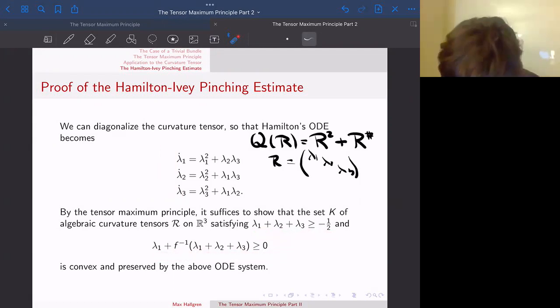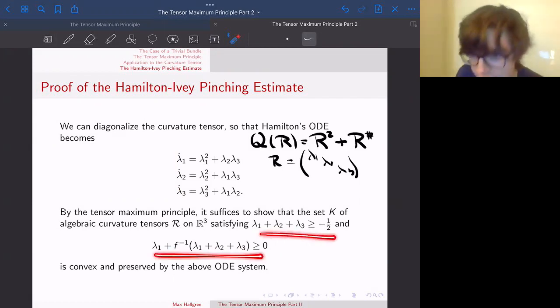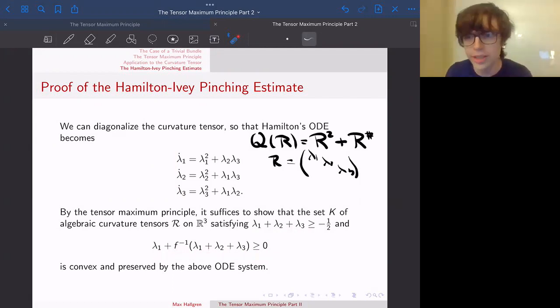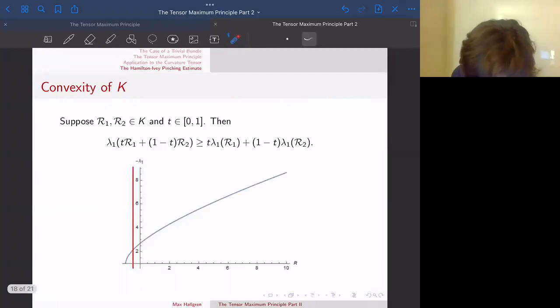So that's all we have to show. And also we have to show that the set of curvature tensors satisfying these conditions is convex. The other conditions are easier to verify. And so let's first think about why the set is convex.